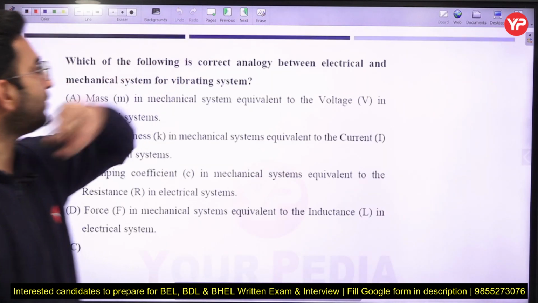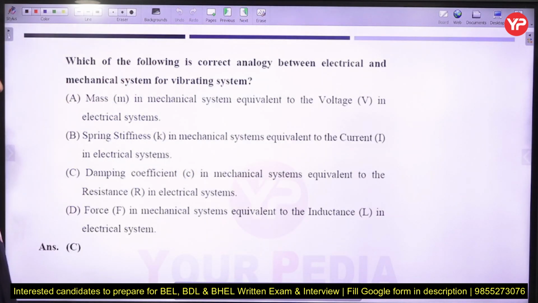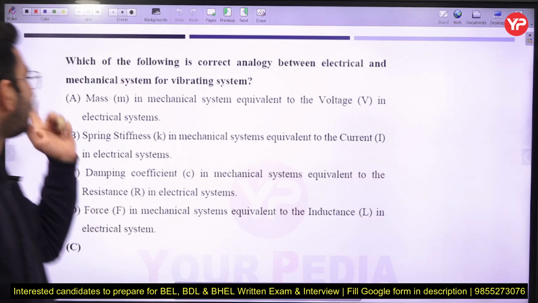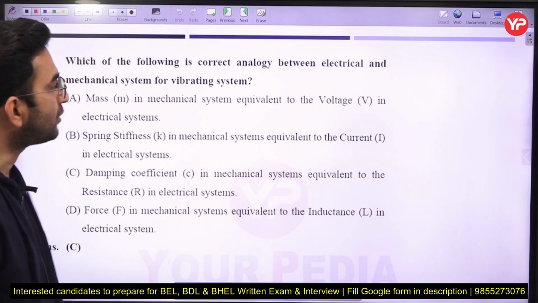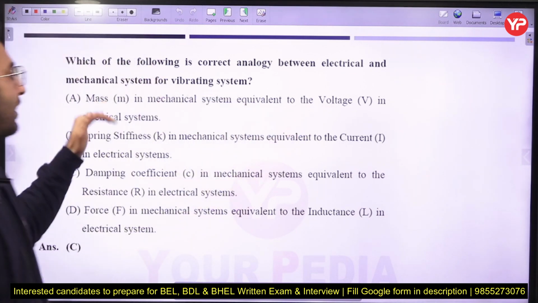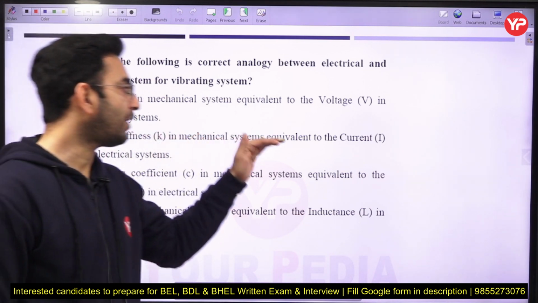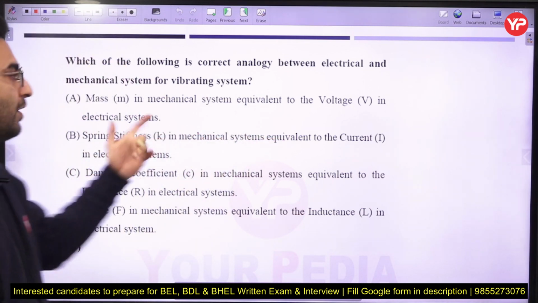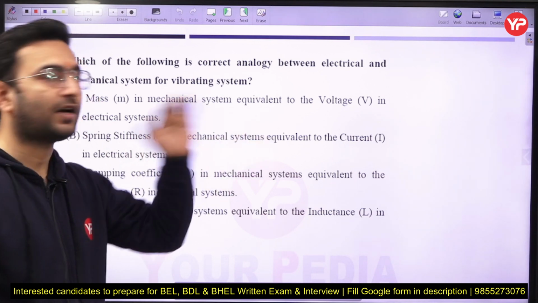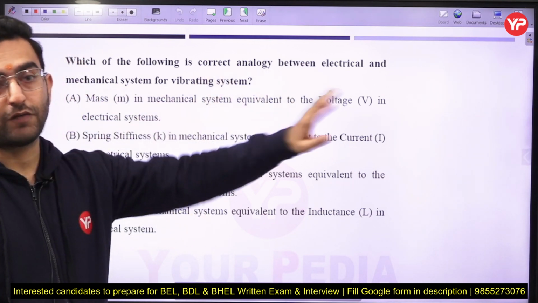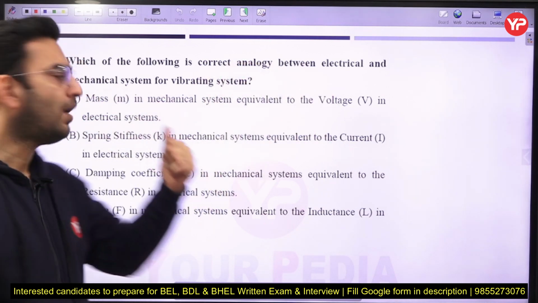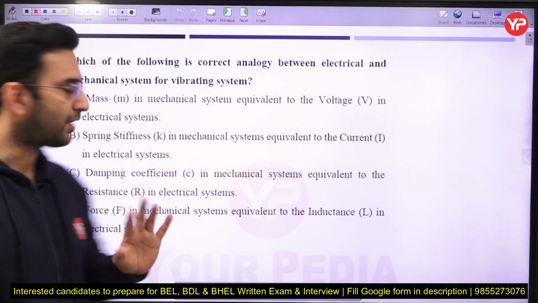Now the next part is, which of the following is the correct analogy between the electrical and mechanical system for the vibrating system? So here you can see the first statement is the mass in the mechanical system is equivalent to the voltage in the electrical system. That is not a correct statement here. Spring stiffness in the mechanical system is equivalent to the current in the electrical system. It is not the case, because the current is already flowing from one point to another point due to the voltage difference, but in the vibrating model it is not like this here.